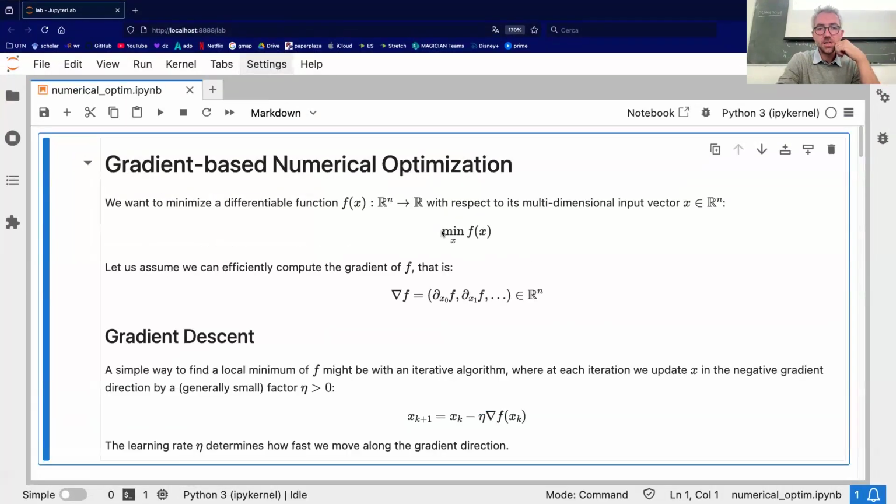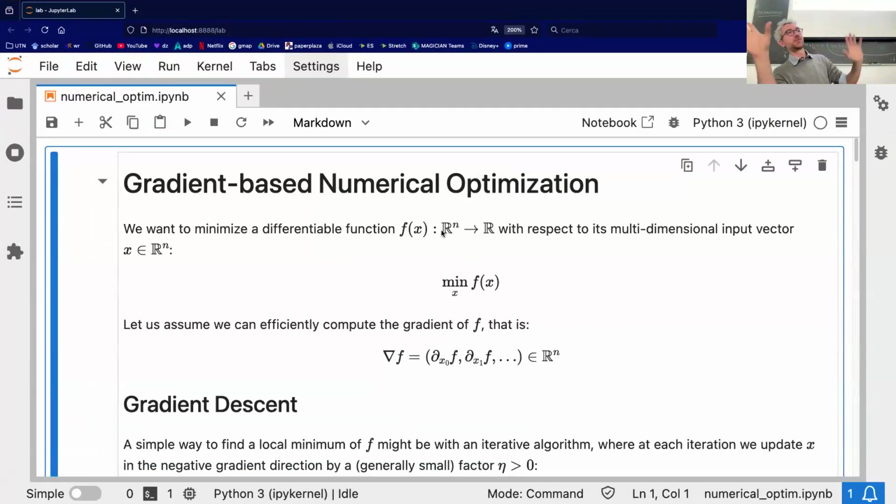So let's start from the very basic of numerical optimization. Let's say that we simply want to minimize a function, f of x. This function, we're going to assume it's differentiable. So we can use gradients.